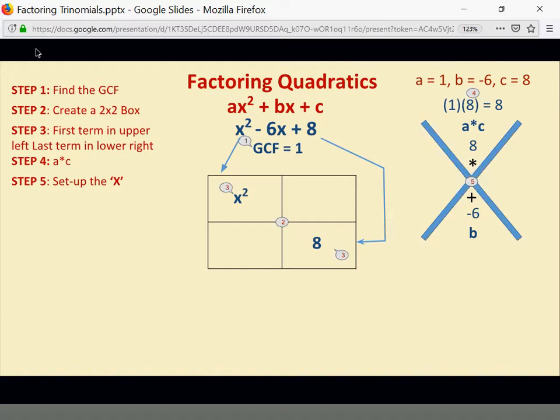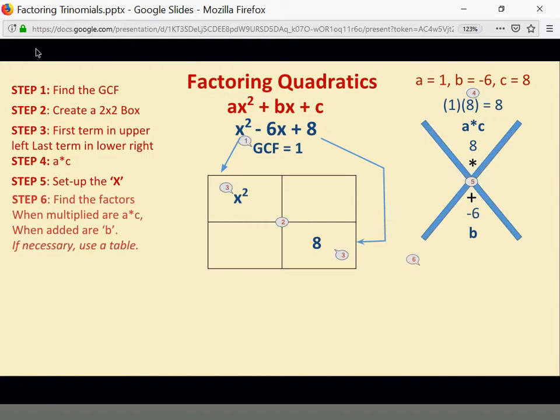Now we're going to do the next step. This is the hard part. Not that hard, actually. Find the factors of 8. So just start doing all the factors of positive 8. You just start doing some of them. So the factors of positive 8 are 1 and 8.